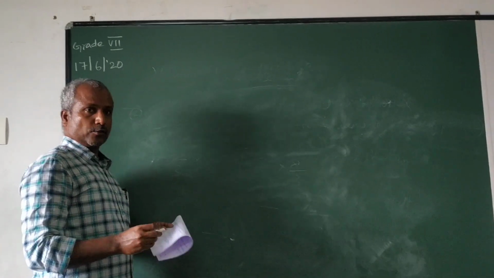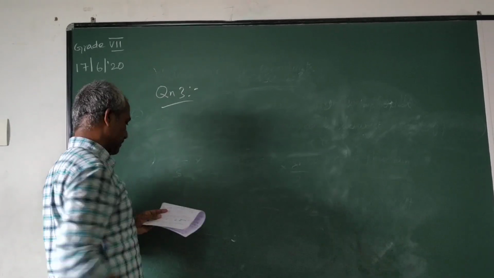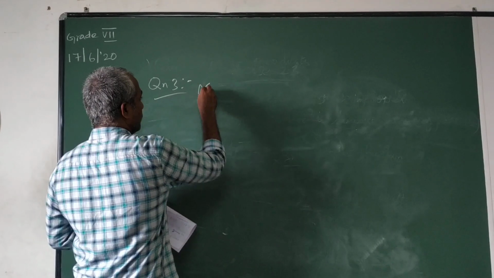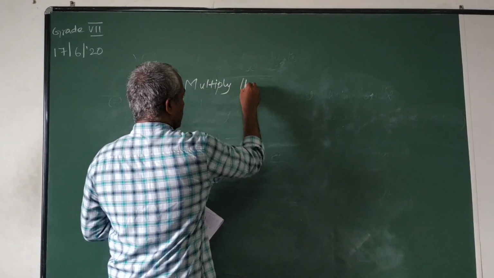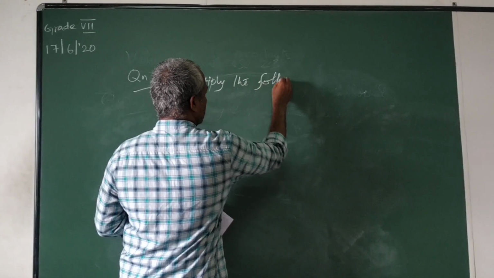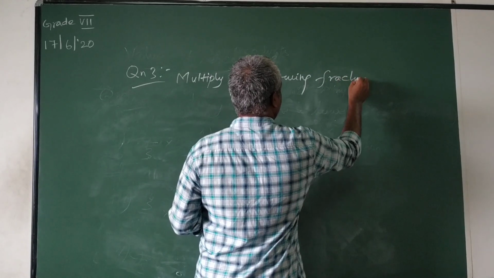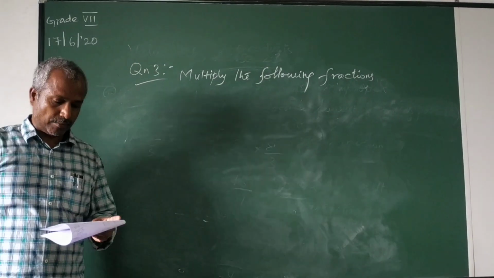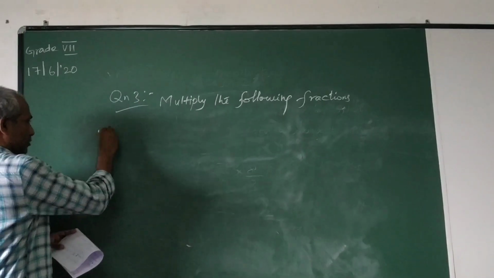And now we will move to question number 3. Multiply the following fractions. Here 7 subdivisions are there. Among the 7, I am going to do 3 problems. First, we move to the first one.